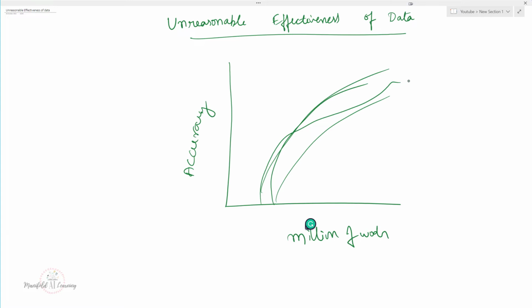Now what they're trying to explain in this diagram is that as my data size increases, my model accuracy also increases, which means not only do we have to concentrate on model selection and using better and better algorithms, we also have to invest ourselves in getting the right data, because right data is the backbone for any machine learning model.